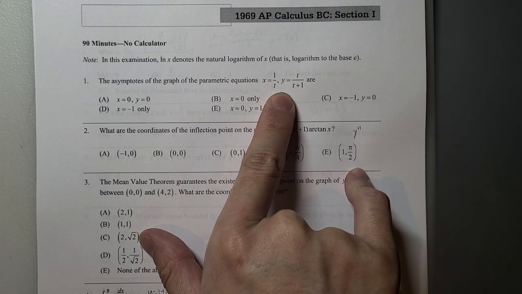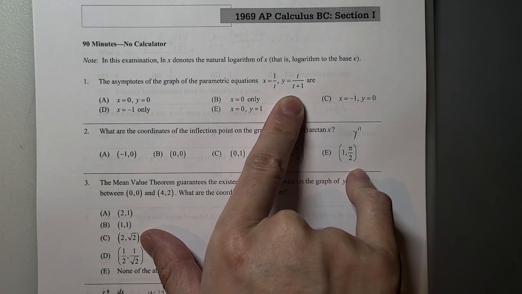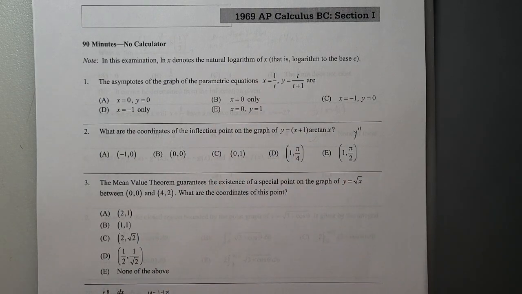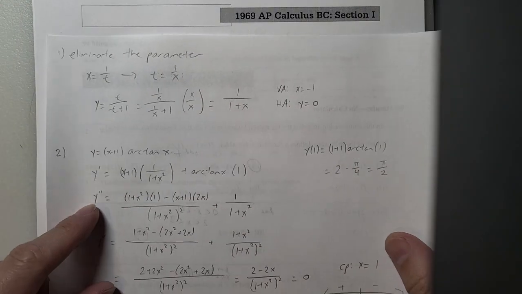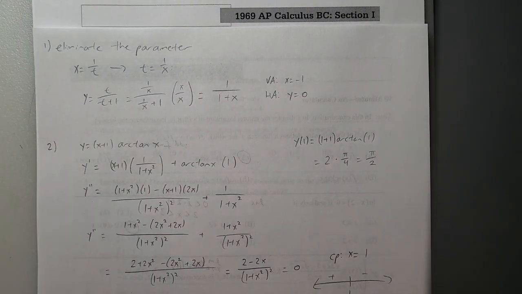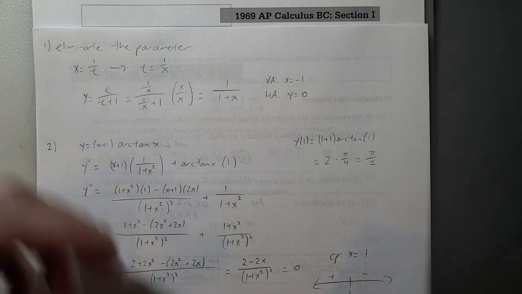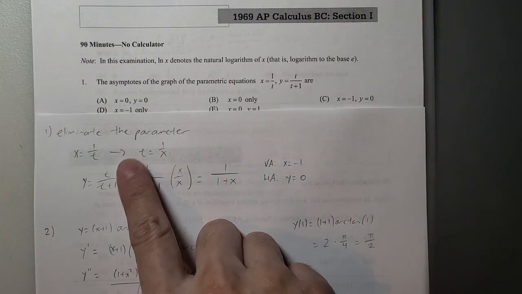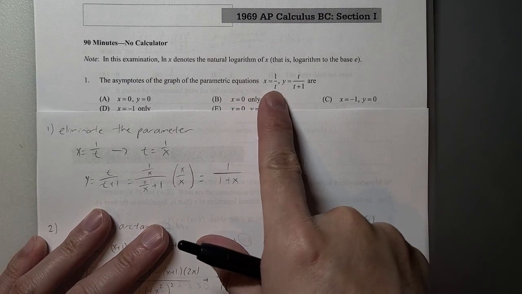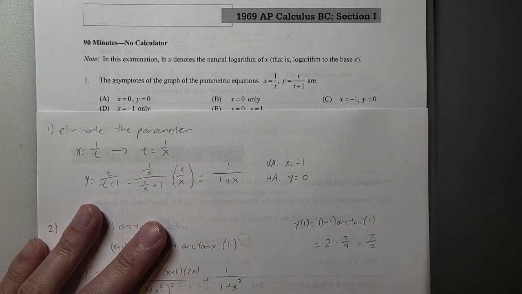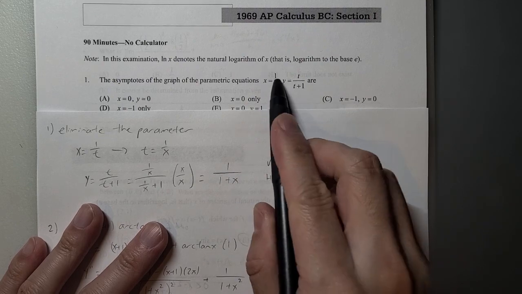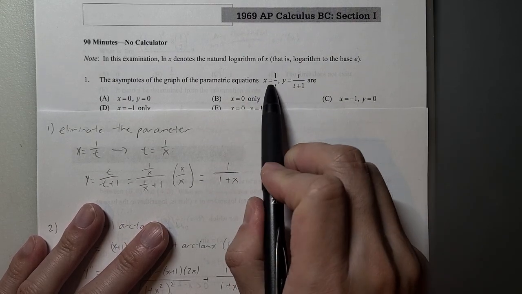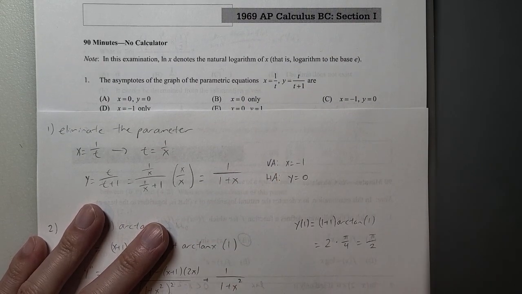x is 1 over t, y is t over t plus 1. What are the asymptotes? Okay, so I worked that out over here. I hope it is visible. I just used pencil. So I immediately thought, well, okay, so here's the problem. Let's eliminate the parameter. Let's make y in terms of x, or x in terms of y, it doesn't matter. In this case, it looks like y in terms of x is easier.